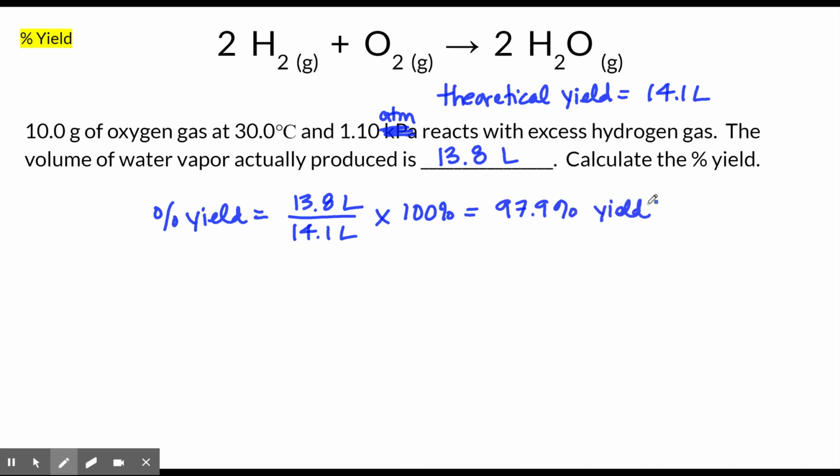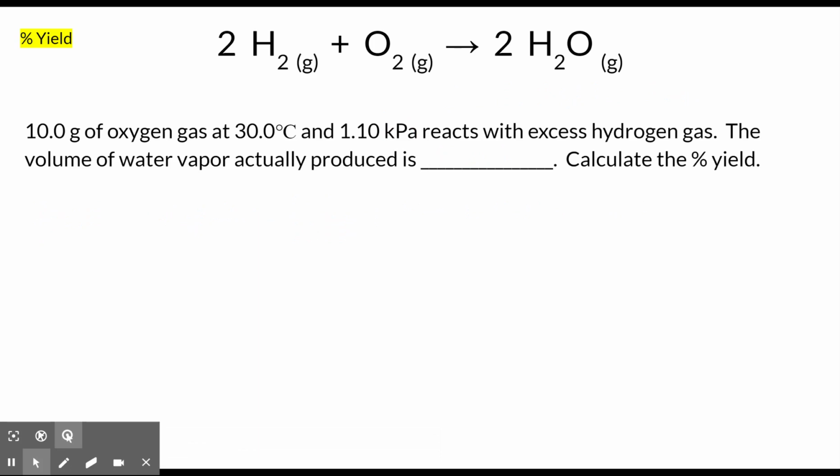So that's not much of a twist. We're just using that same percent yield formula of actual over theoretical times 100% to solve. Instead of using grams, though, we're using volume. So that's a rundown of how to solve gas stoichiometry problems.